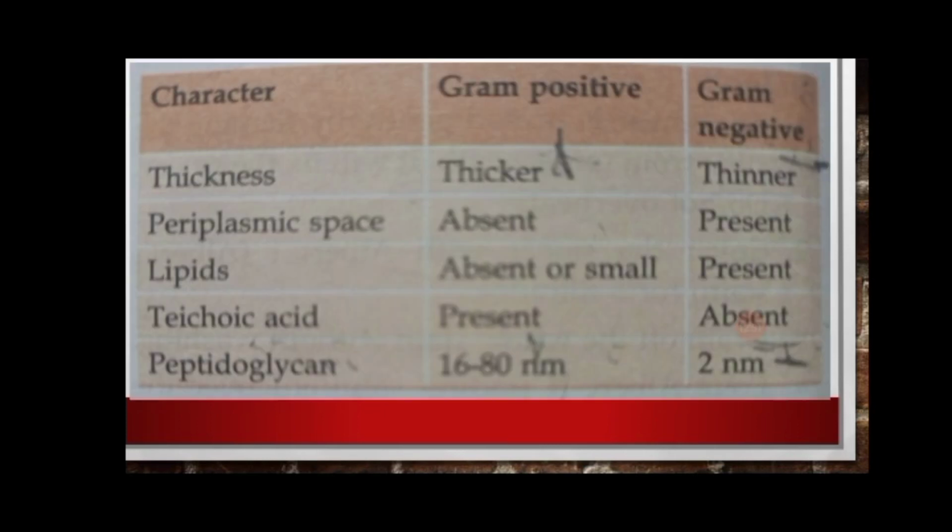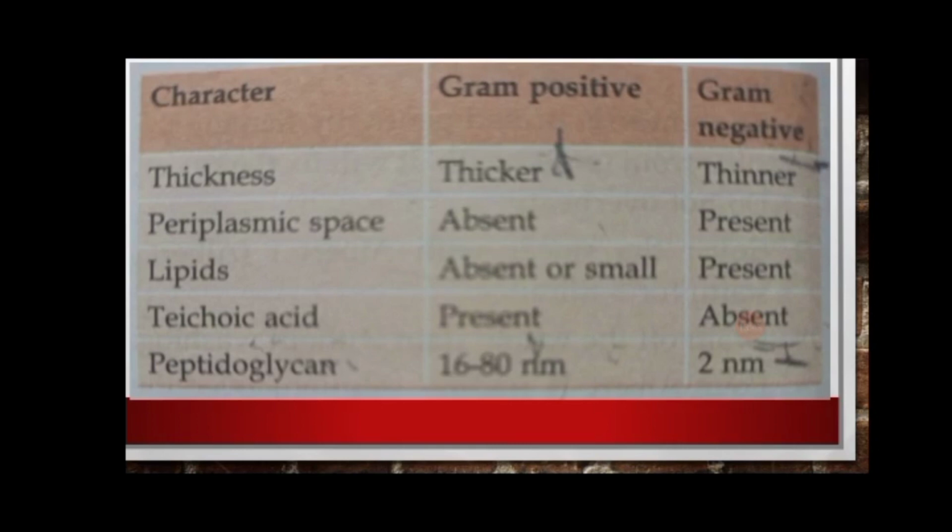Here you can see the difference between gram-positive and gram-negative bacterial cell walls. The gram-positive cell wall is thicker than that of gram-negative bacteria. The periplasmic space is absent in gram-positive bacteria while it is present in gram-negative bacteria. Lipids in gram-positive bacteria are present in a small amount, or may be absent, while lipids are present in gram-negative bacteria. Teichoic acid is present only in gram-positive bacteria, and absent in gram-negative bacteria.